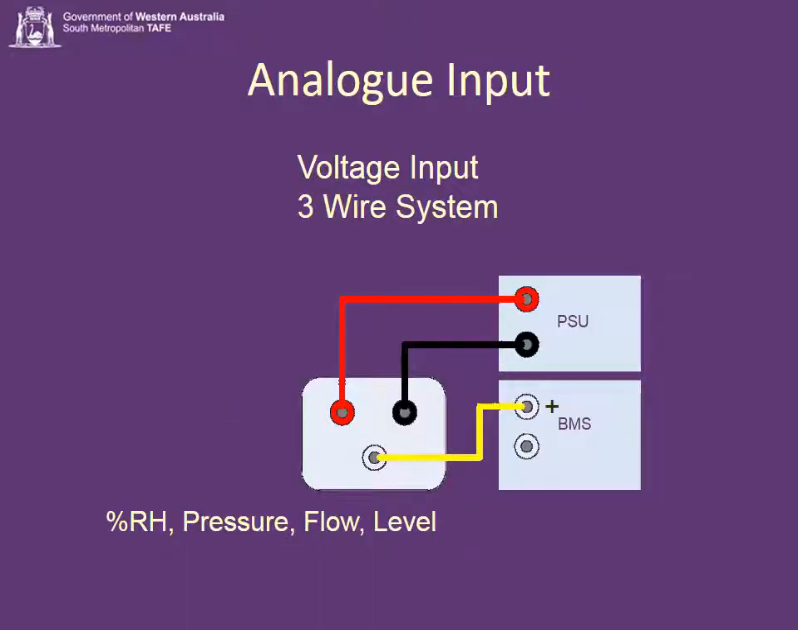Here's an analog input where we're taking a voltage in. Okay, so this is a 3-wire system. This is the sort of system you'll find on percentage RH, pressure, flow, level, that sort of thing. Typically it's outputting 0 to 10 volts. So firstly we have to give the thing power. So we give it 24 volts from a power supply unit.